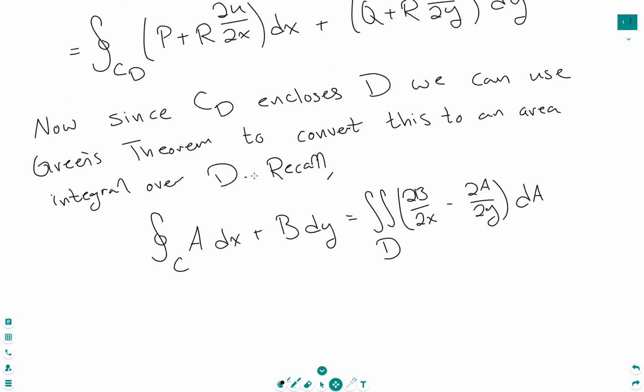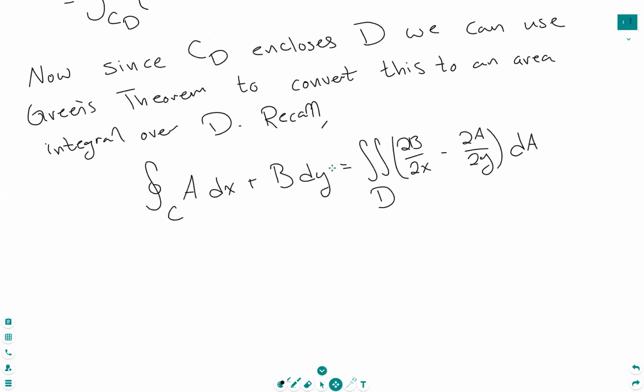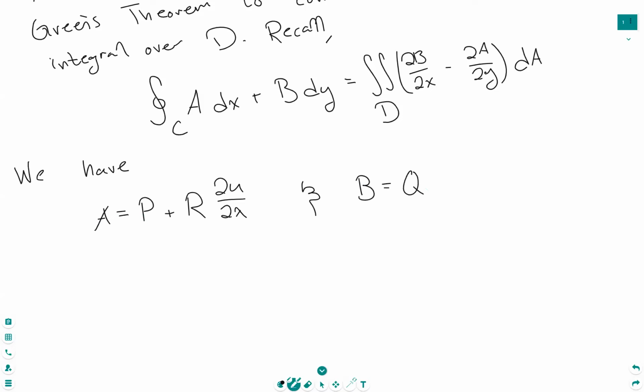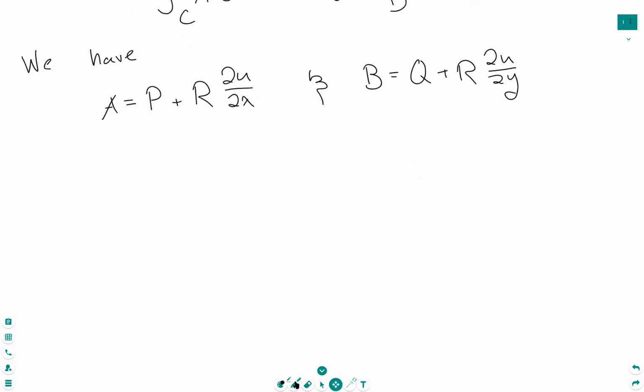So if we look back up at what we have, we can write down A and B. In this case A is P + R ∂u/∂x, and B is equal to Q + R ∂u/∂y. So if we want to convert this line integral to this area integral, we're going to have to take the partial derivatives with respect to y and x, respectively, of this A and B. So that's what we need to do now. A lot of partial work here.